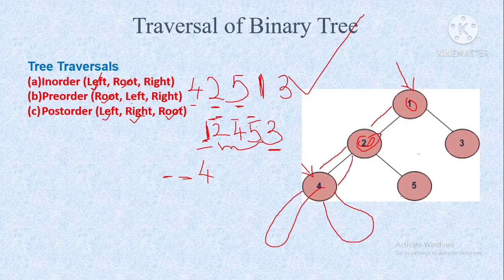Now I am going to visit this node 2 again. I can see I have visited the entire left subtree, but now I have to visit the right subtree. That is what the rule says: left, right and root. So I have to visit the right subtree of this particular node. Okay, I have visited this node now.